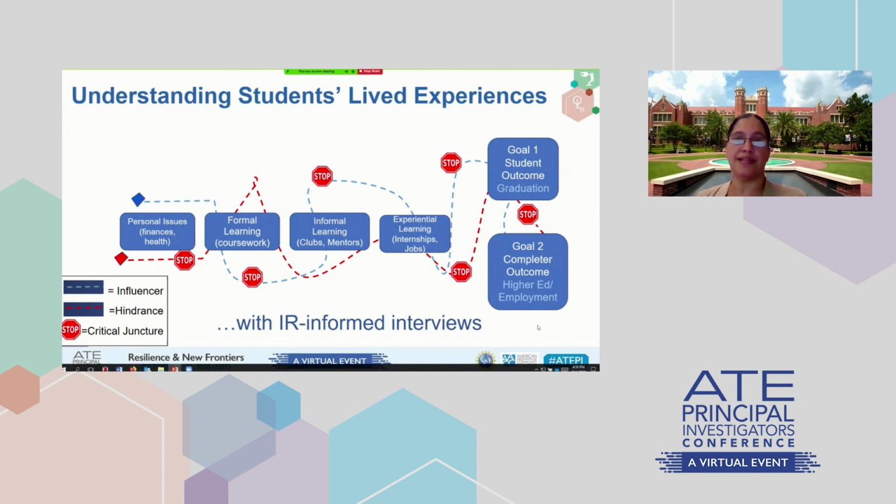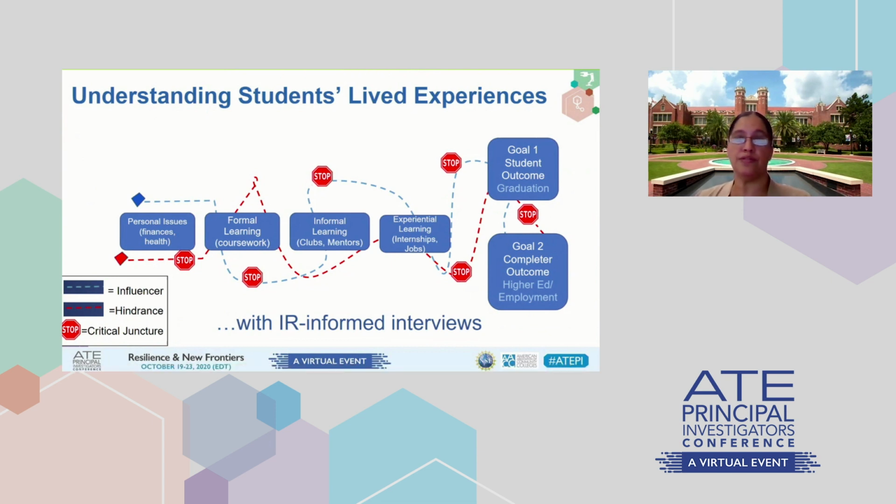So the backtracking technique truly is about understanding students' lived experiences. What hindrances did they have on their way to accomplishing their graduation goal? And how did they overcome these setbacks? For example, did personal issues arise, financial situations, difficulty with courses? Also, we want to know about the facilitators along the way too. Do they have mentors, participate in clubs or other experiential learning activities? And of course, guided by institutional research, we have a better way to identify these influencers, hindrances, and critical junctures.